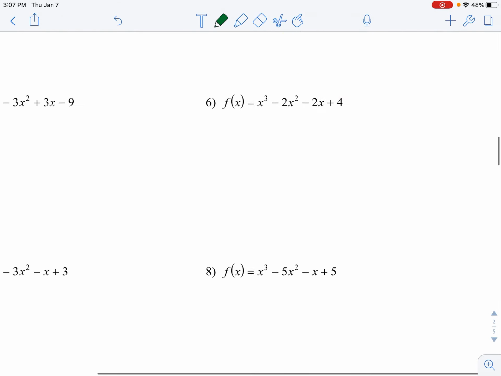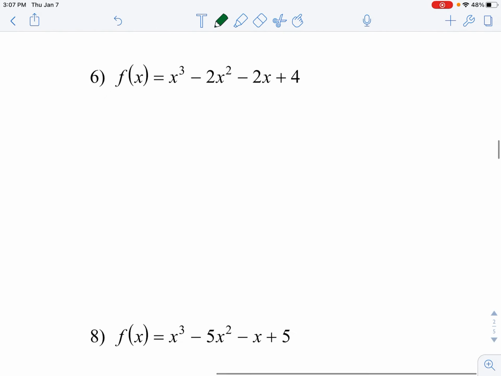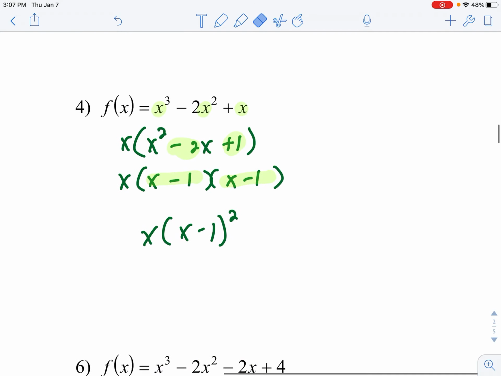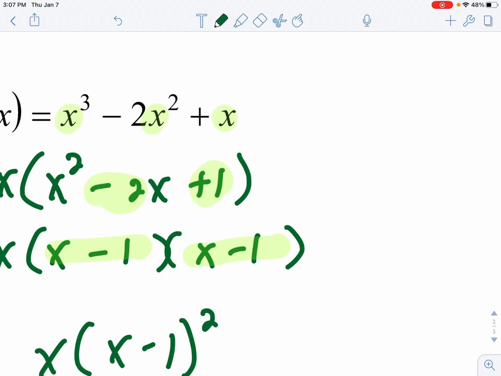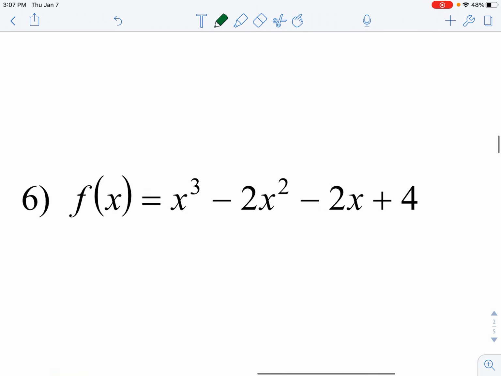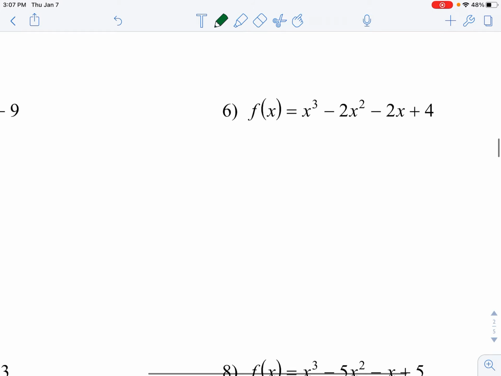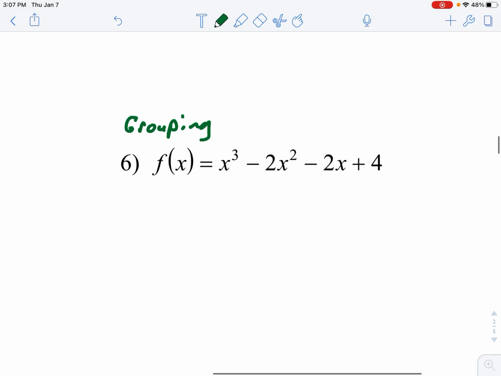Okay, number 6. Now, number 6 is significantly different. There are four terms, 1, 2, 3, 4. They do not all have an x, so we cannot do the common factoring here. It's not a trinomial. Trinomial means there are 3 terms, so we can't do the trinomial factoring either. So this problem, 6 and 8, and then by default 5 and 7, are going to use the grouping method. So here's how the grouping method goes.